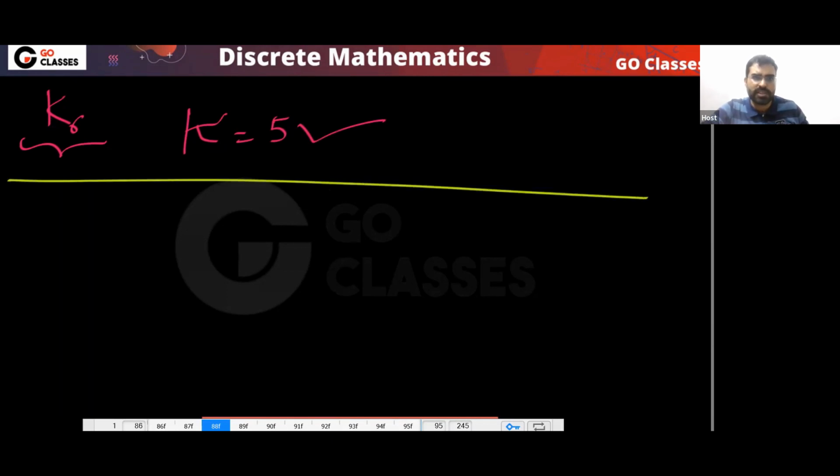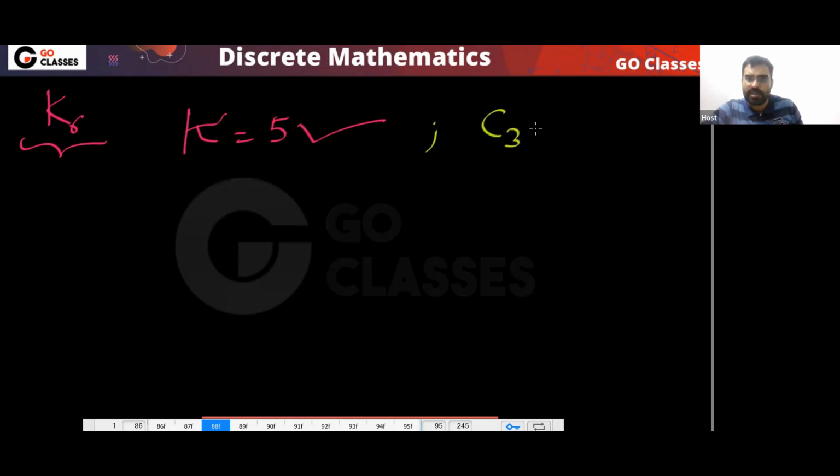Tell me, for C3, what will be the kappa? The kappa will again be 2, because if you remove one vertex it does not disconnect. If you remove 2 vertices, then a single vertex will remain.